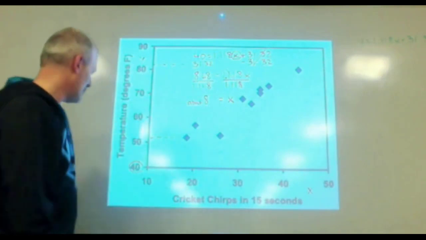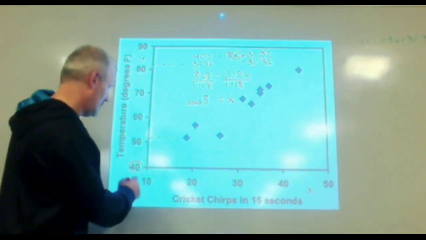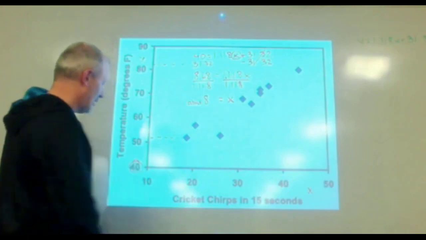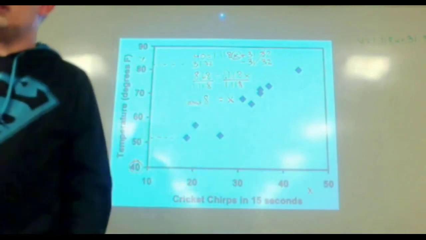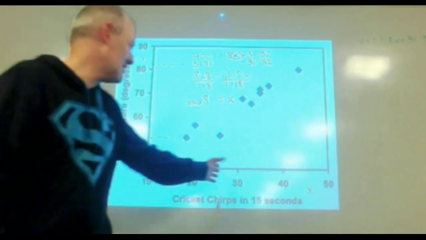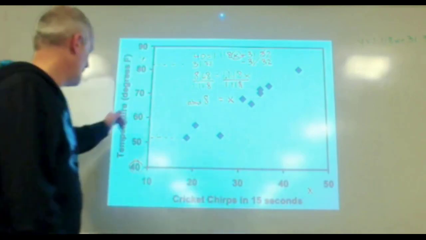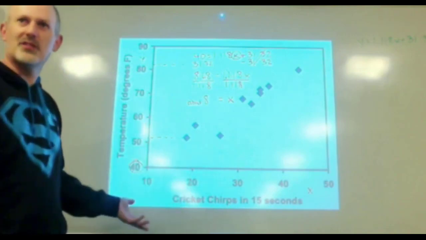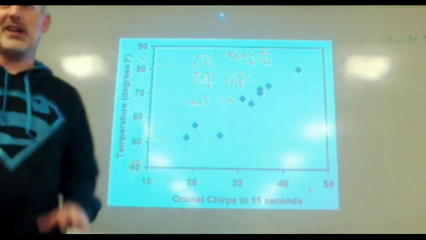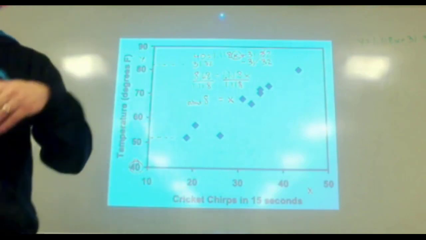And does that seem reasonable? Well, that would be over here somewhere. If we kind of extend our line, does that seem reasonable? Probably. I mean, because the idea is as it gets colder, we hear less chirps, right? So it probably is reasonable. But the one thing you have to be careful of is in that extrapolation, sometimes it's not reasonable.